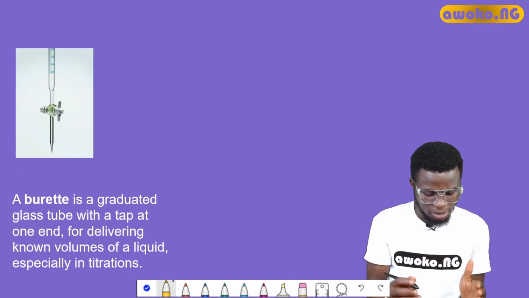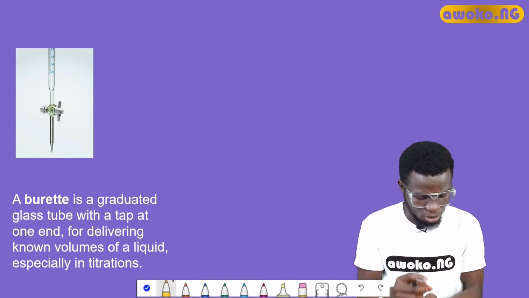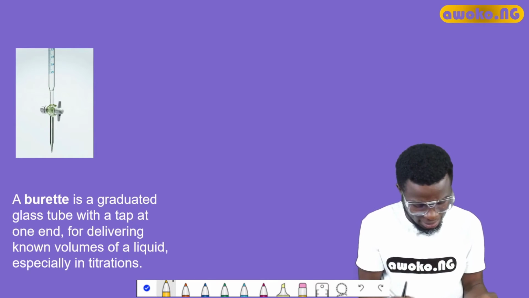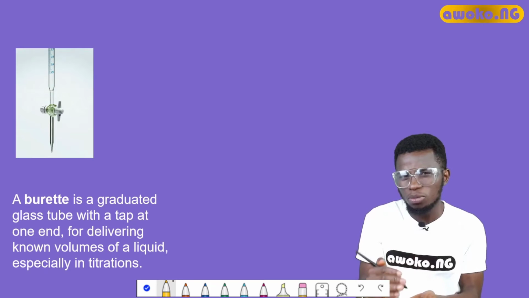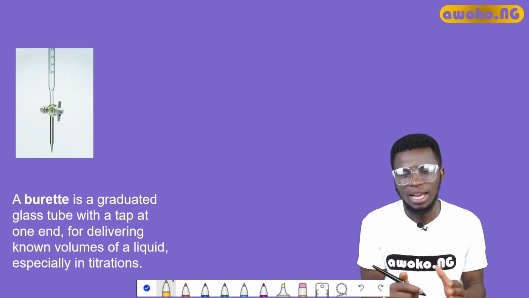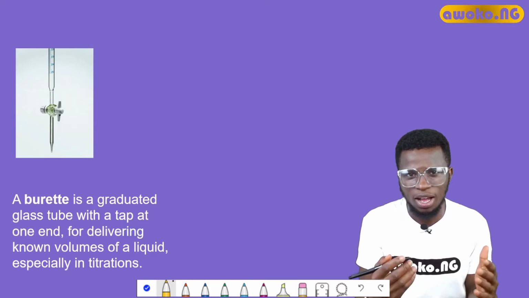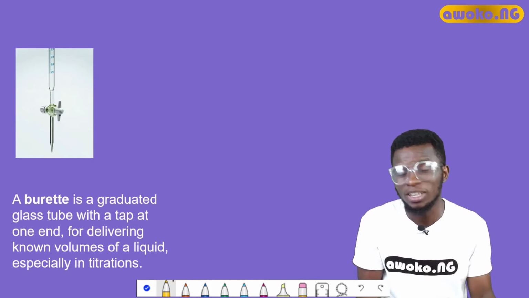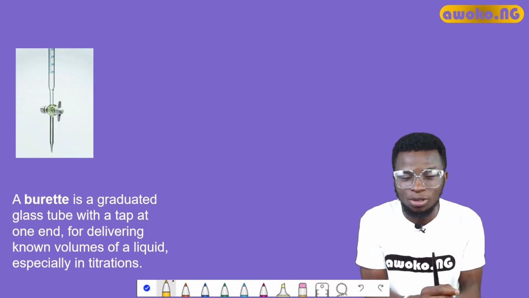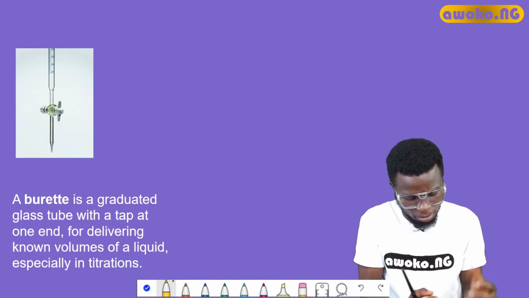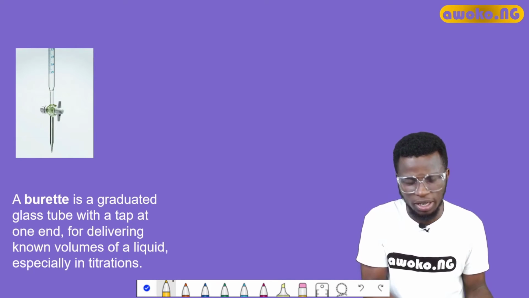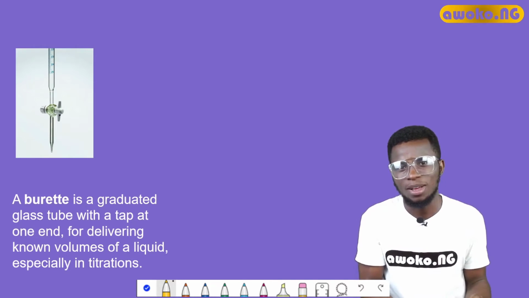What then is a burette? A burette is a graduated glass tube with a tap at one end for delivering known volumes of liquid, especially while doing titrations. And I'm sure most of us are familiar with titration. There's no way you would even pass your ordinary level degree without doing titration. Looking at the image we have over here, I'm sure we've used something like this before.